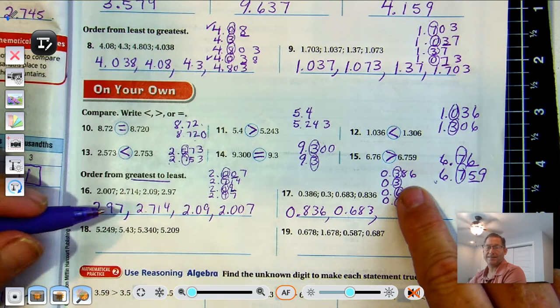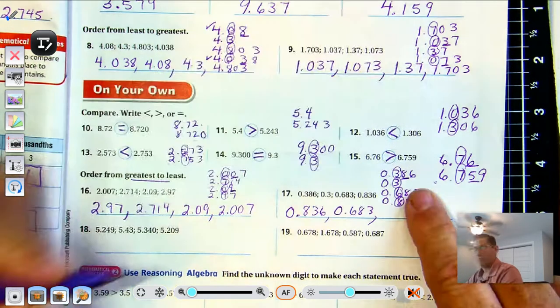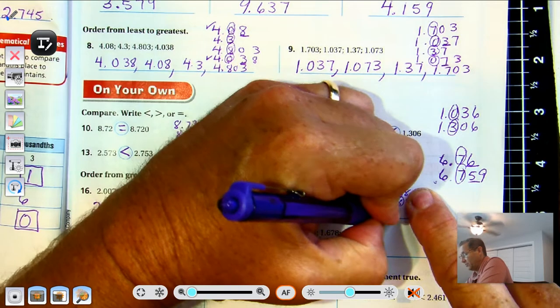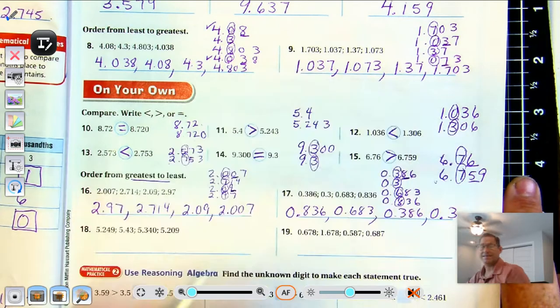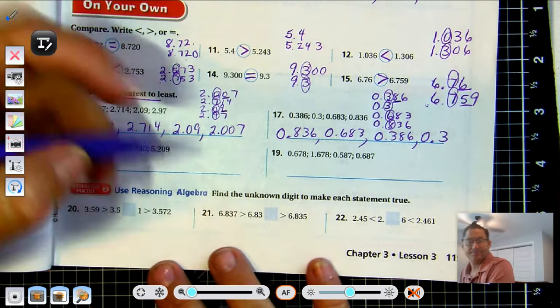Okay, now the 3s, that didn't help. Those are the same, so we have to go to the hundredths on those. That one's 8 hundredths, and this one's 0 hundredths. So 0.386, and the smallest is 3 tenths. 18.